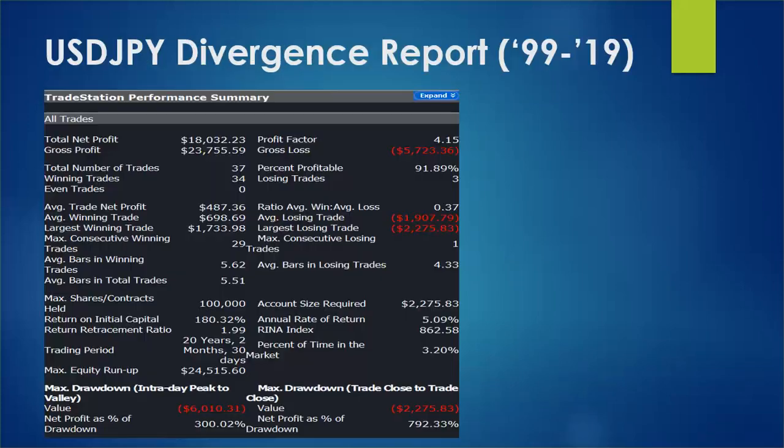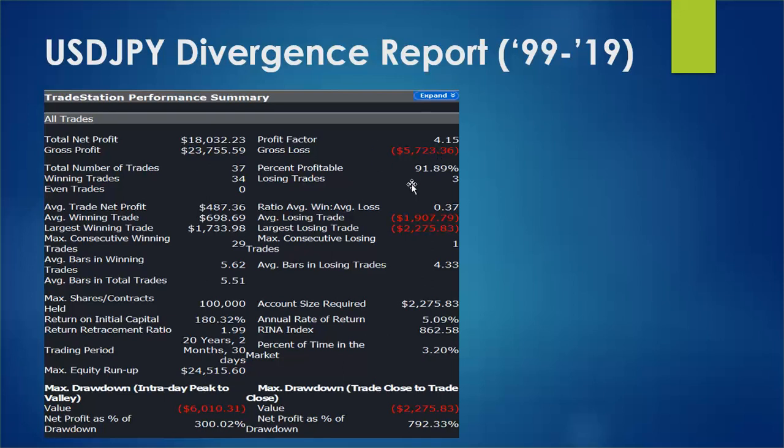Okay? There are your settings again. Got it? Here's what happens when we trade this way from 1999 to 2019. Trading one lot, max shares is one lot, no compounding. It made 18,000 and it had a max intraday drawdown of 6,000. 18.3. So a 3-to-1 ratio. Not bad. Anything over 2-to-1, we like.